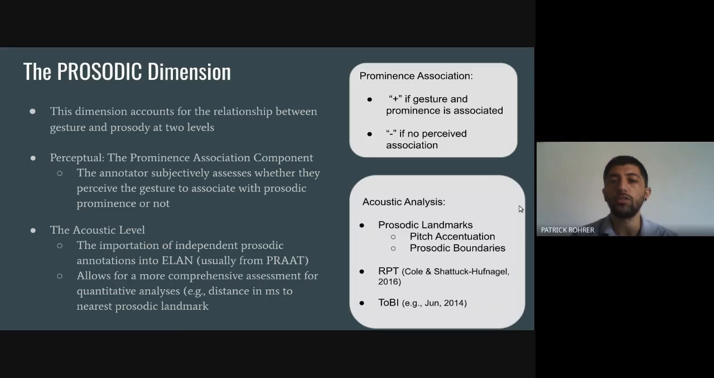And you can also choose how you want to annotate the prosody of speech. So you can look at something like traditional ToBI systems or rapid prosodic transcription or something like that in order to get your prosodic annotations.